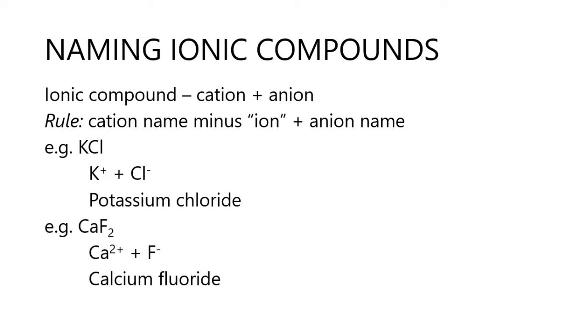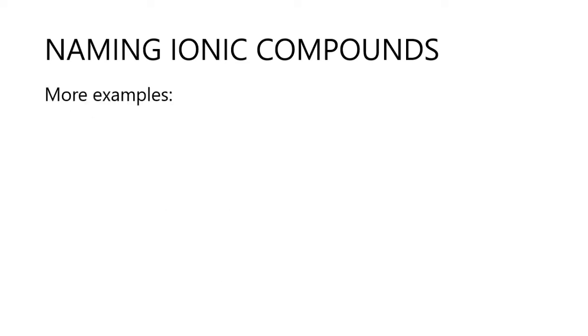I hope nasusundan nyo. Next, more examples. 1, FeI2, that is Fe2+ and I-. Alam natin na si iron ay may dalawang oxidation state. So you will name Fe2+ as, in old system, ferrous. And then yung I-, yan ay an ion without oxygen. So that is just iodide.